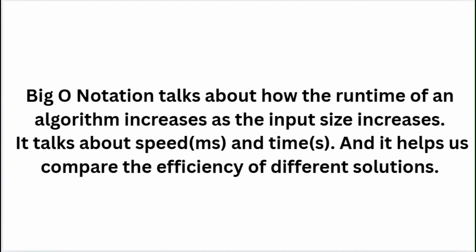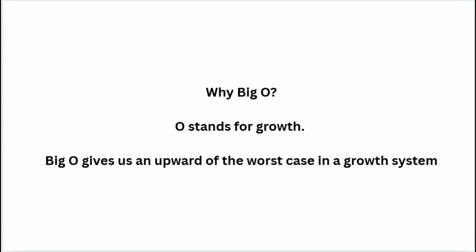What is big O notation all about? It talks about the amount of time or speed an algorithm will take to finish a specific task. Why do we use big O? O stands for growth, and big O gives us an upper bound on the worst case in a growth system.